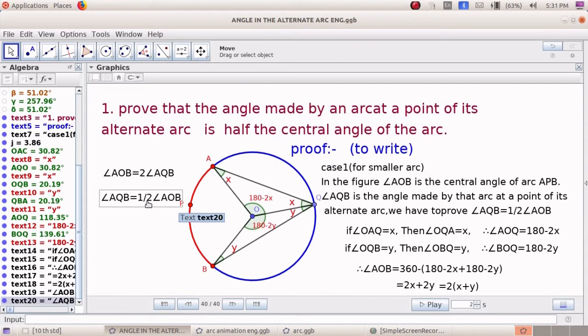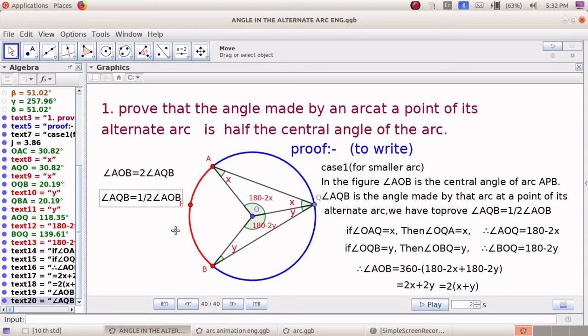We have proved now angle AQB is the angle in the alternate arc made by the arc APB. Therefore that angle is half the central angle of the arc APB, that we have proved. This one is half of our central angle of arc APB, mean half of angle AOB. Now we have proved in the case of a smaller arc, when their endpoints are joined to a point in the alternate arc, then the angle obtained in the alternate arc will be half of the central angle of the arc. Now let us prove this one for the longer arc also.